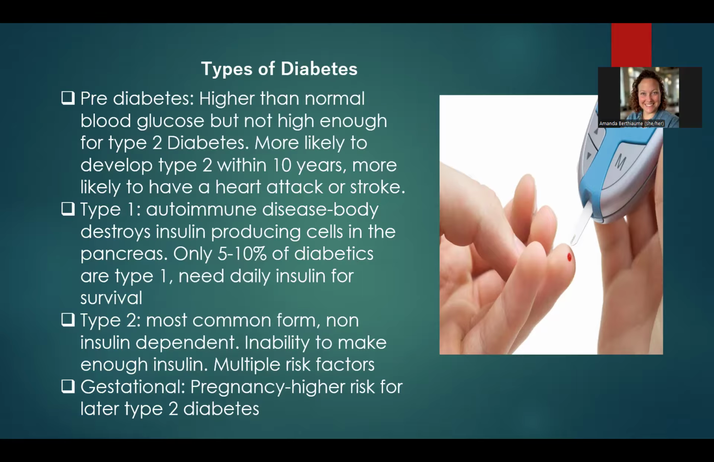Type 2 diabetes is the most common form. It's non-insulin dependent. Their bodies have an inability to make enough insulin. There are multiple risk factors for this. A lot of folks are older, they're overweight, obesity has a lot to do with it. Their body is not able to keep up with the amount of sugar that is being taken in. And then their kidneys will have an issue as well. So type 2 is the most common. So you'll see folks on metformin and a lot of other medications for this.